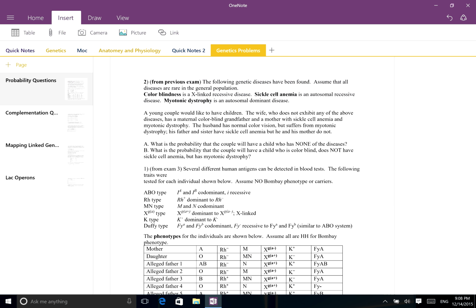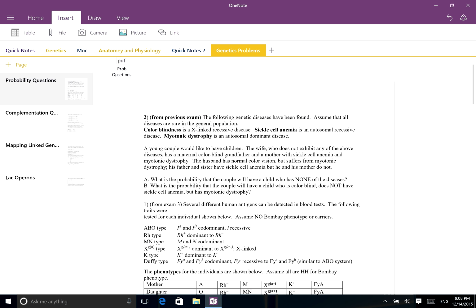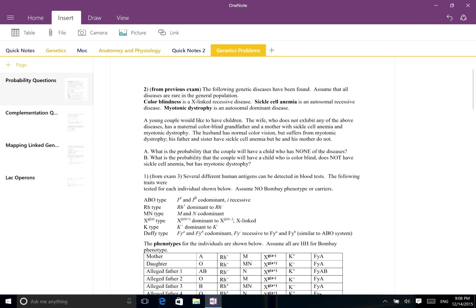I prepared probability questions, complementation, mapping linked genes, and lac operons. They're all from the homework and optional questions, and we're going to solve them together and see how they work.